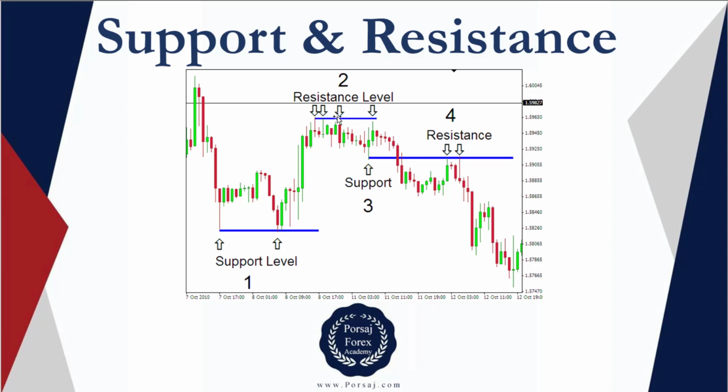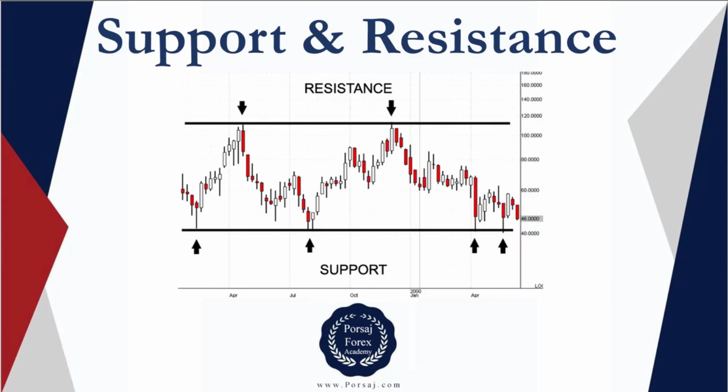Sellers become more active at or near resistance levels, creating supply and causing the price to reverse or consolidate. Resistance levels are also identified based on historical price action, where the price has previously encountered obstacles or reversals. Traders often watch for signs of potential selling opportunities or reversals when a currency pair's price approaches a resistance level.